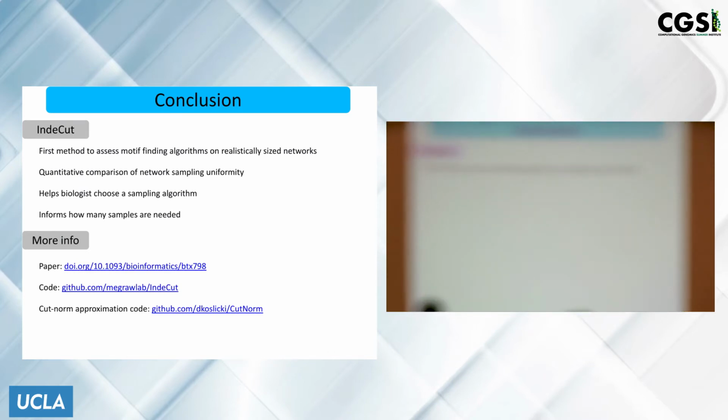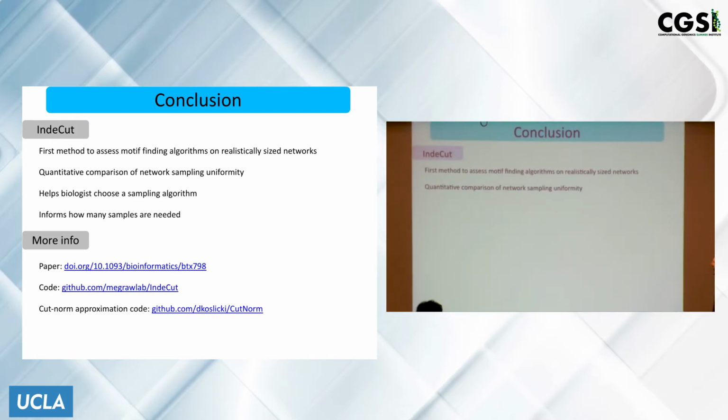So in conclusion, IndieCut is the first method to assess the performance of these algorithms on realistically sized networks, ones that you can't just enumerate them all. It allows you to do some sort of quantitative comparison, at least in a contrapositive fashion, of network sampling uniformity. And it helps the biologists figure out which algorithm they should choose and how long they should run it for.